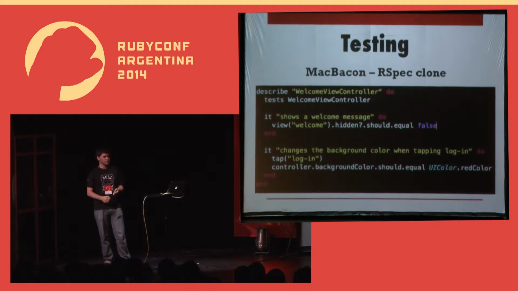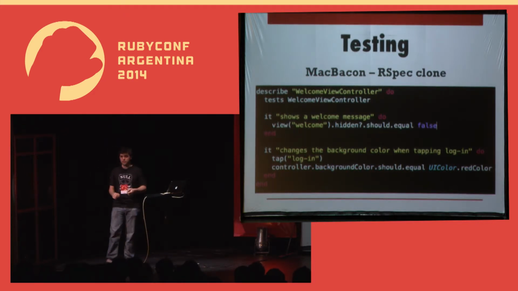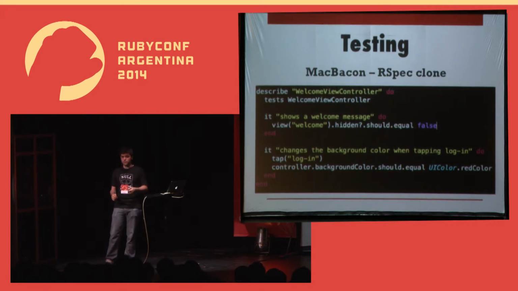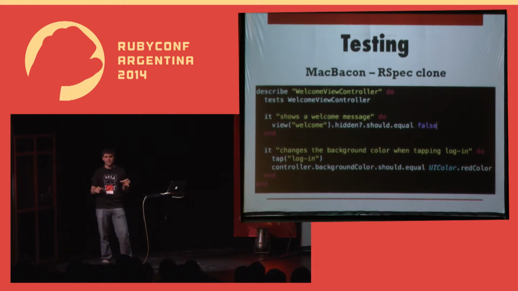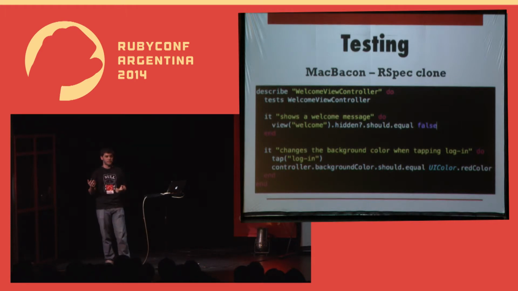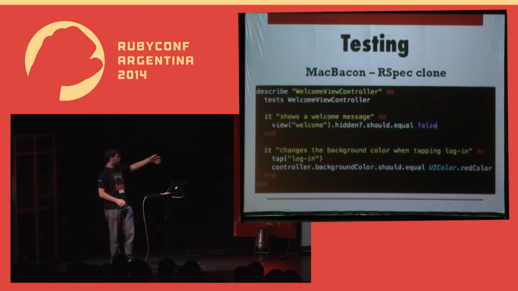On testing, RubyMotion has fine-tuned it. In Objective-C, if you want to do functional testing, you have to use a framework known as UI Automation. Tests are written in JavaScript, so you have a mixture of JavaScript and Objective-C. RubyMotion uses MacBacon. It's a minimalistic clone of RSpec. It works in the simulator and on the device as well. So in our tests, we can send gestures and interact with the application.